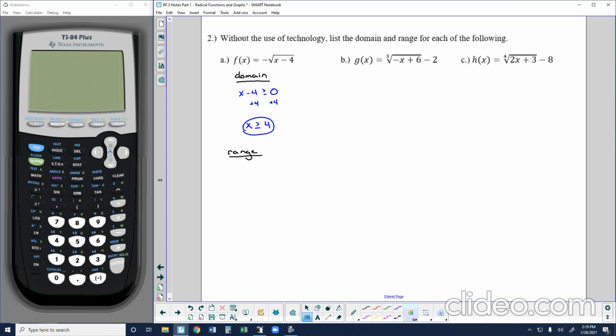So essentially we can start with the range, y is greater than or equal to 0, and then apply transformations.